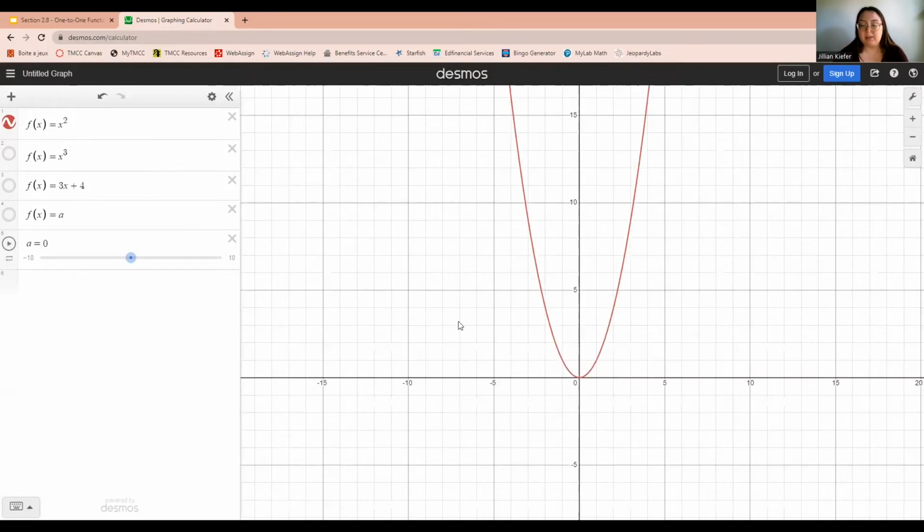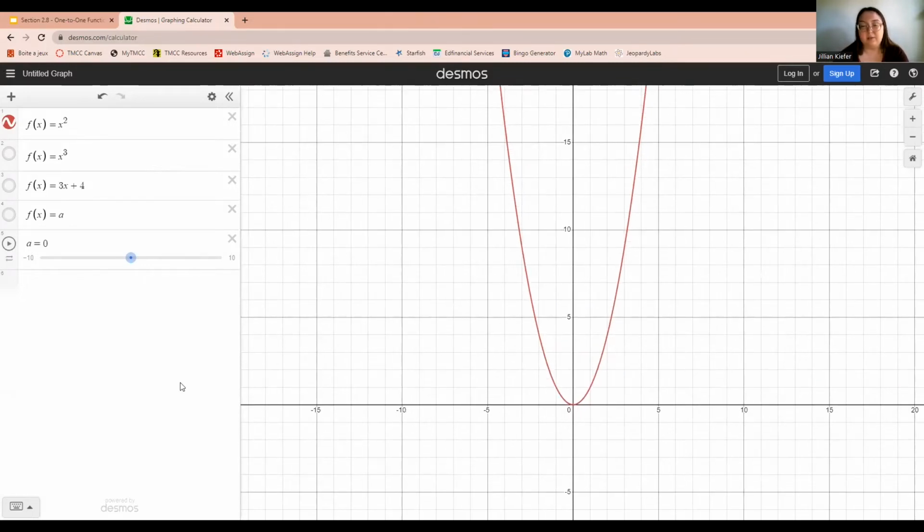So we have this parabola. Let's just move our graph a little bit. Here we have a good looking parabola. So we have f of x is equal to x squared. If we bring in our horizontal line test and move it around a little bit, yep, it does not pass the horizontal line test.